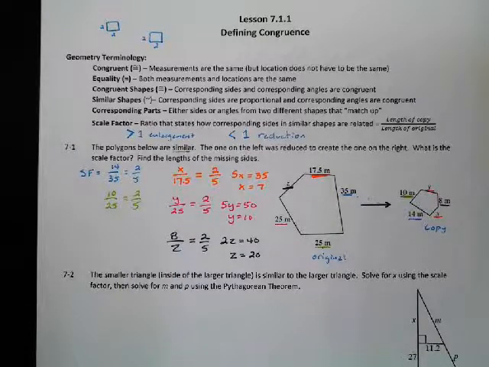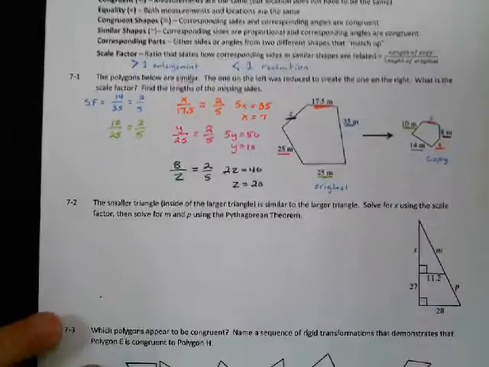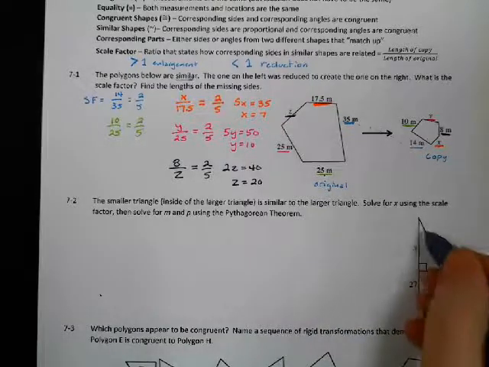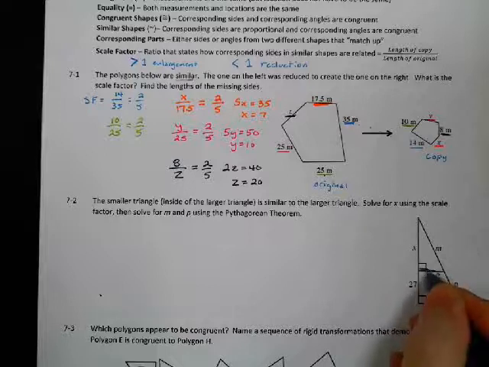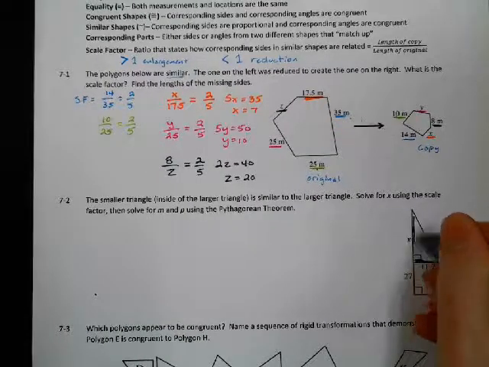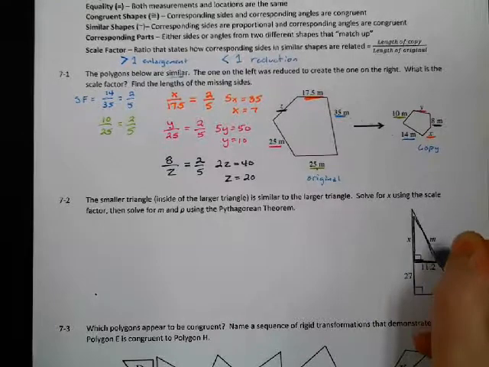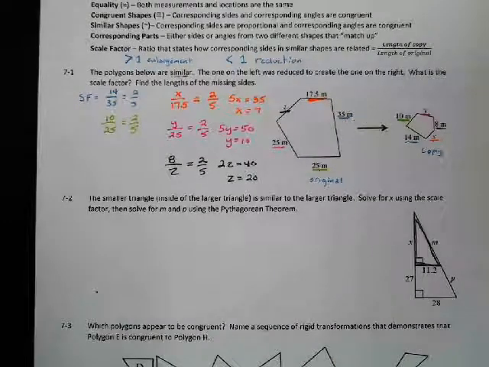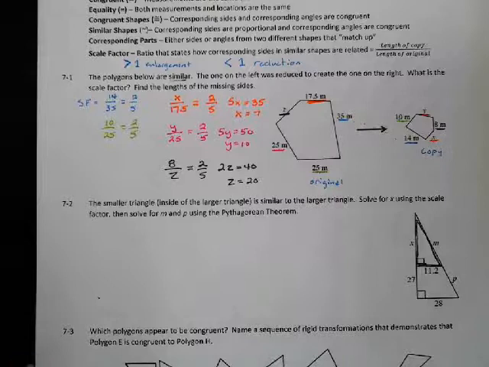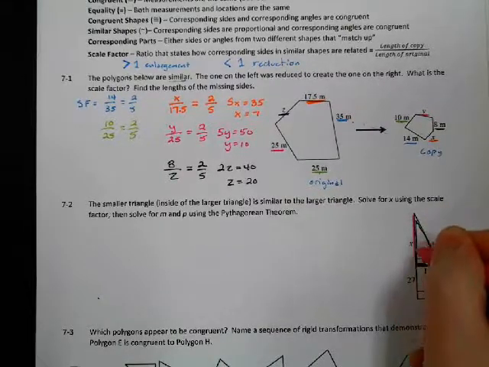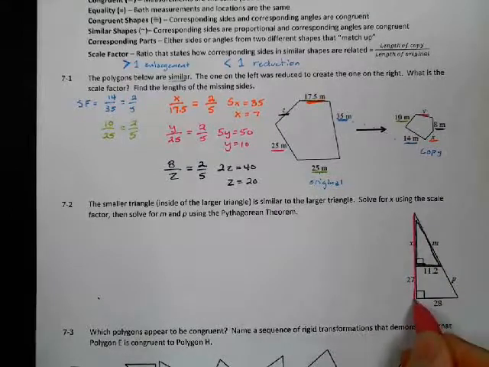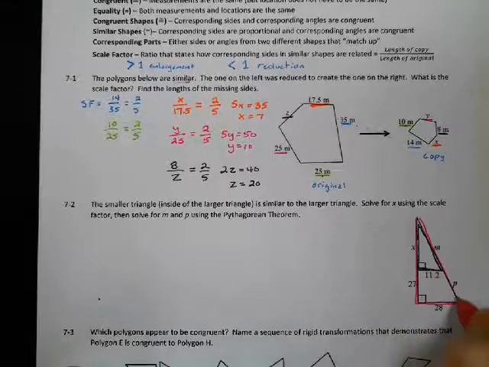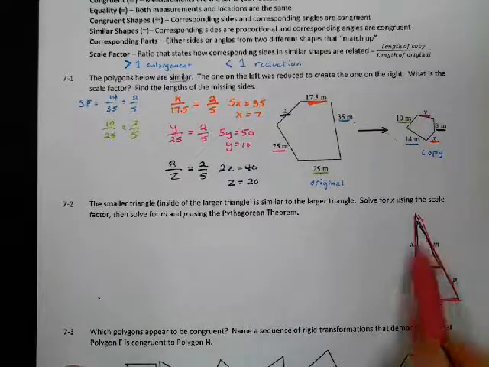All right, next problem. On this one, it says that the smaller triangle, so the smaller triangle is this triangle right here. So this is our smaller one. All right, there's my small triangle. It says that it's similar to the larger triangle. So the larger triangle is this whole thing right here. All right, so that blue one is similar to this one.